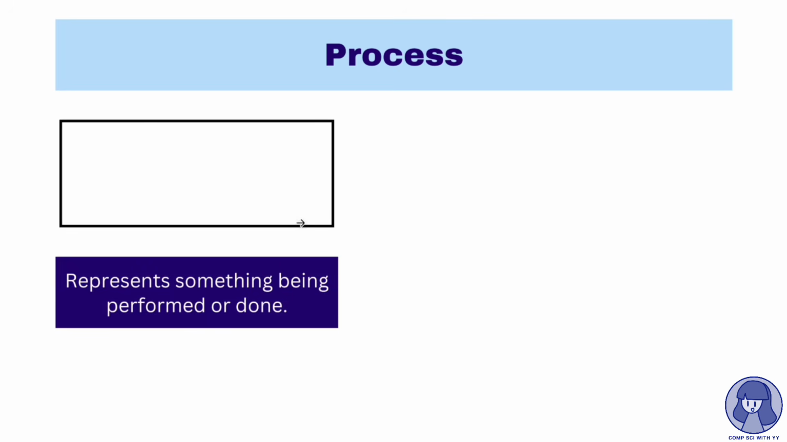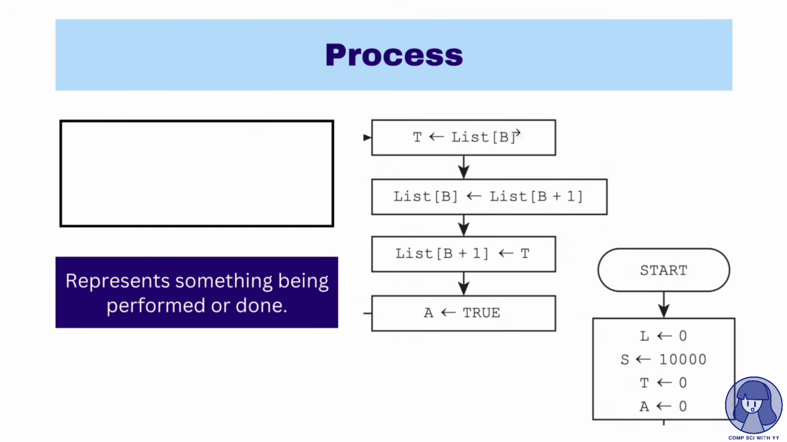Next is the process. So this one is just a rectangle shape, and it represents an action that is being done. So a common example is to use it to represent when a variable is being assigned. For example, true being assigned to A. And you don't necessarily have to put every single line into its own box. You can also group them together into one box if they are related to each other.